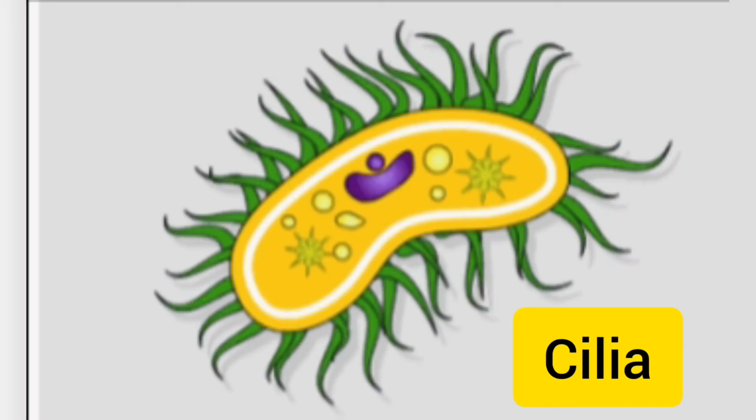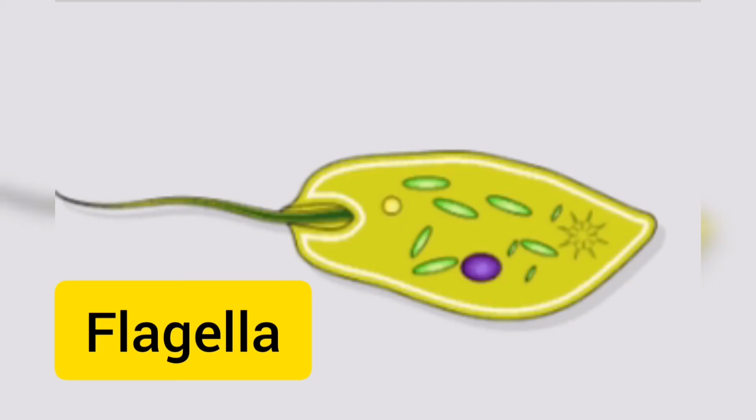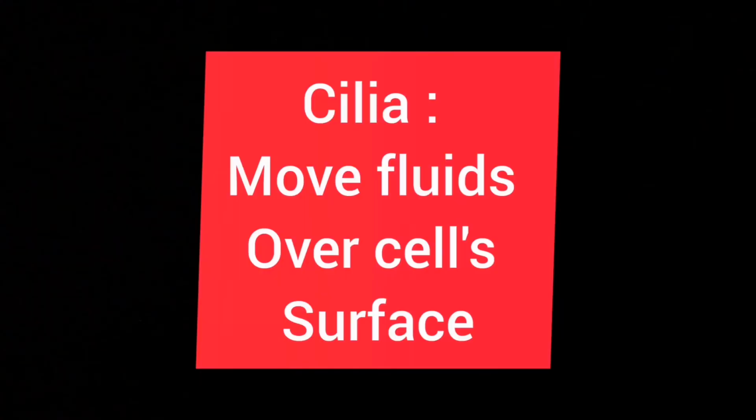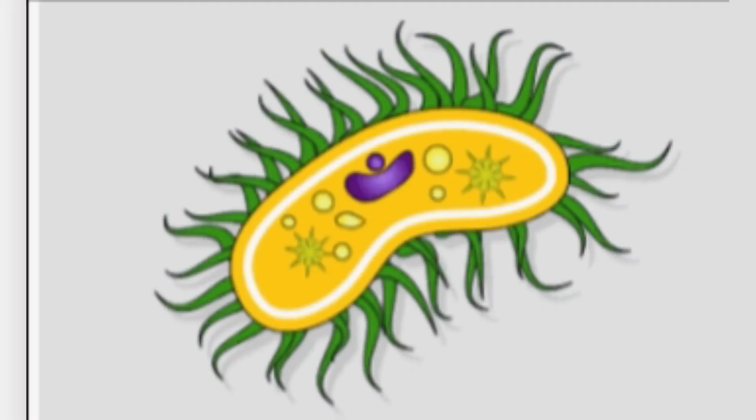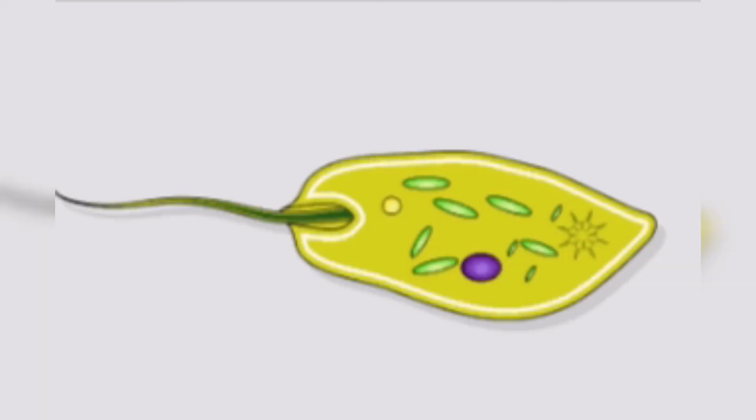Next cell organelle is cilia and flagella. Cilia and flagella are hair-like projections from the surface of the cell. But there are some differences between cilia and flagella. In this picture, you can see cilia and flagella. Due to the presence of numerous projections, the cilia can move fluids over the cell surface, while the flagellum is strong enough to move the entire cell itself. That is cilia and flagella.